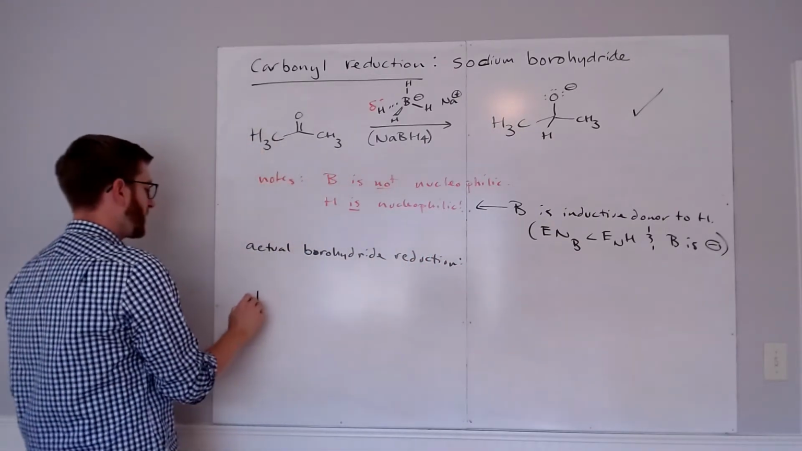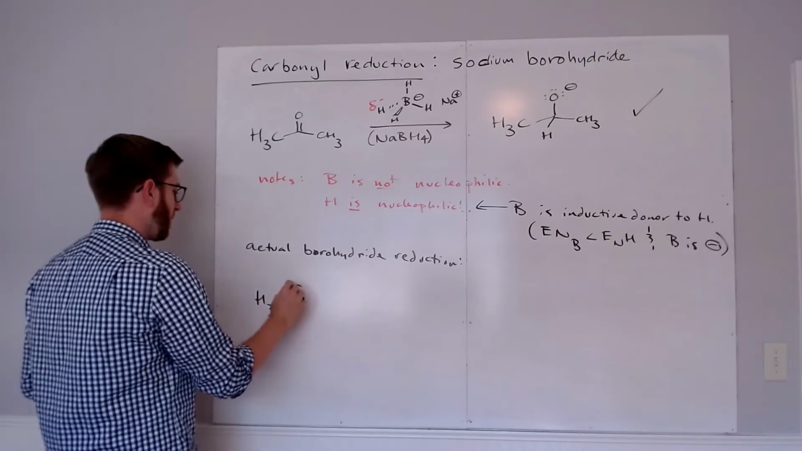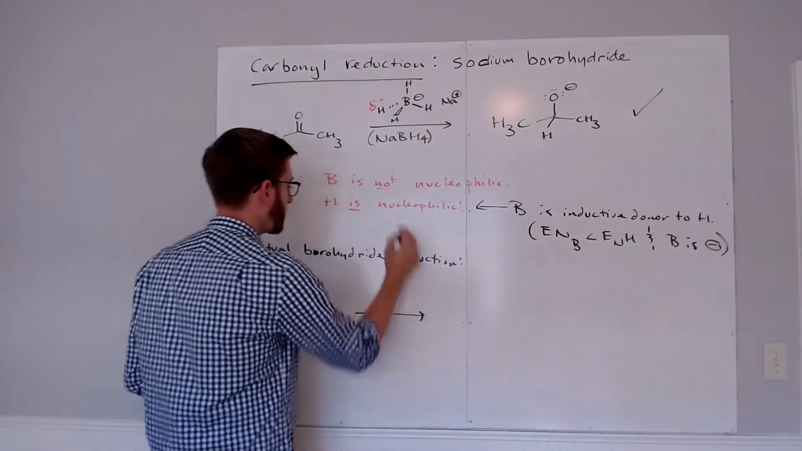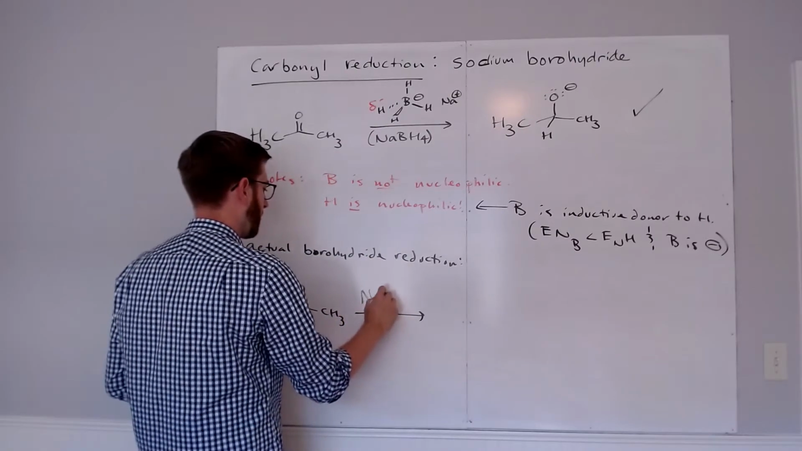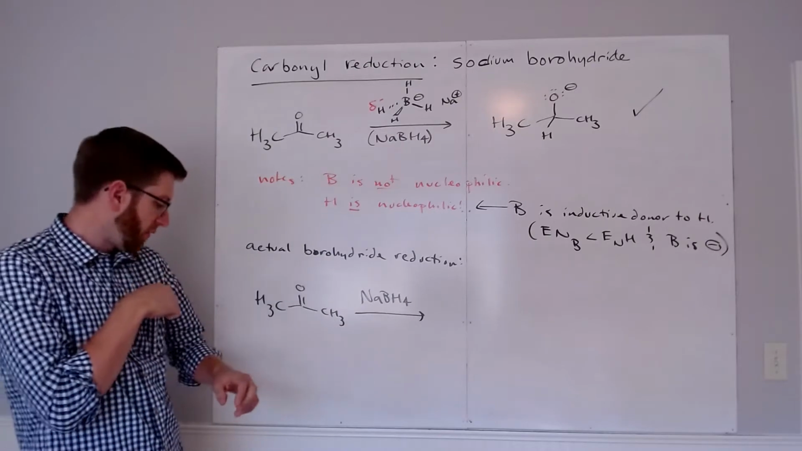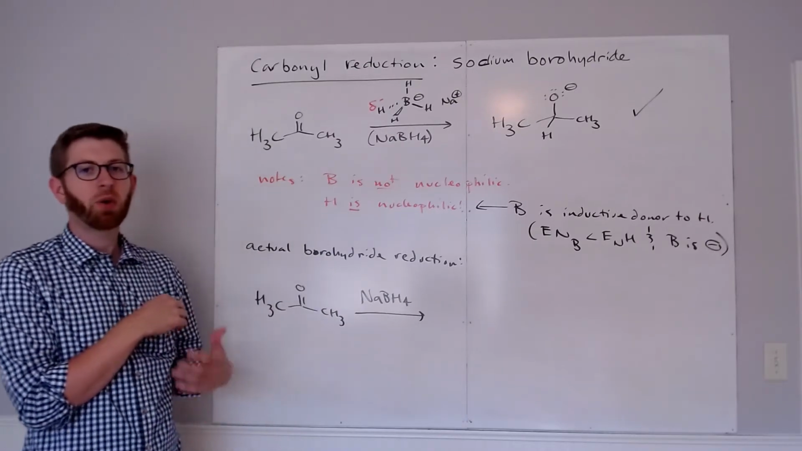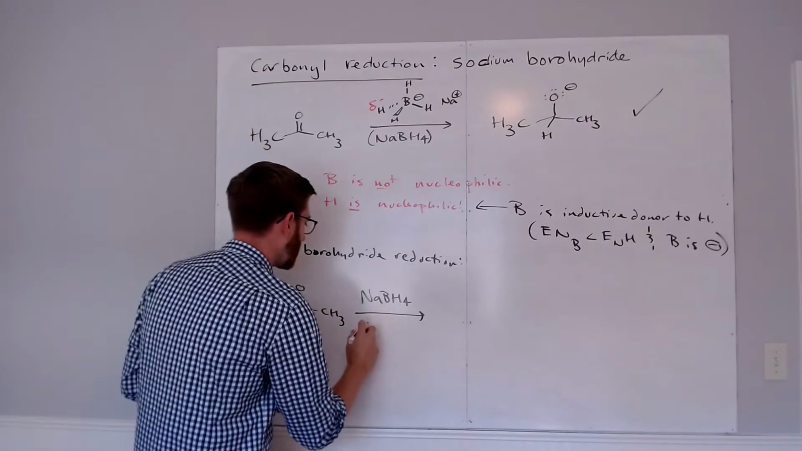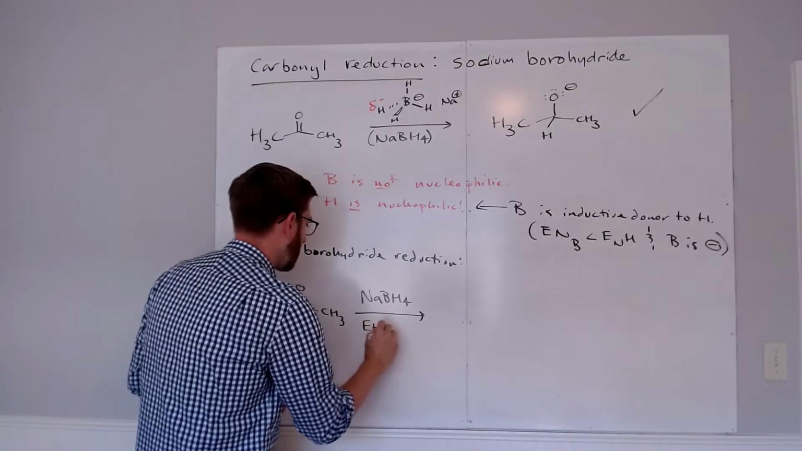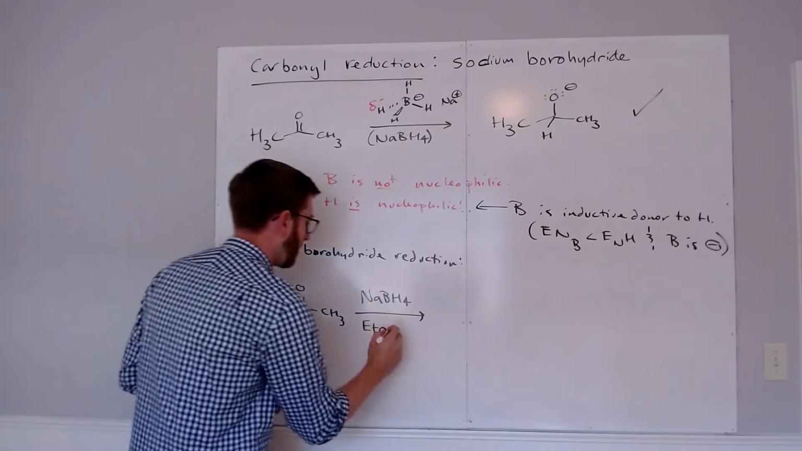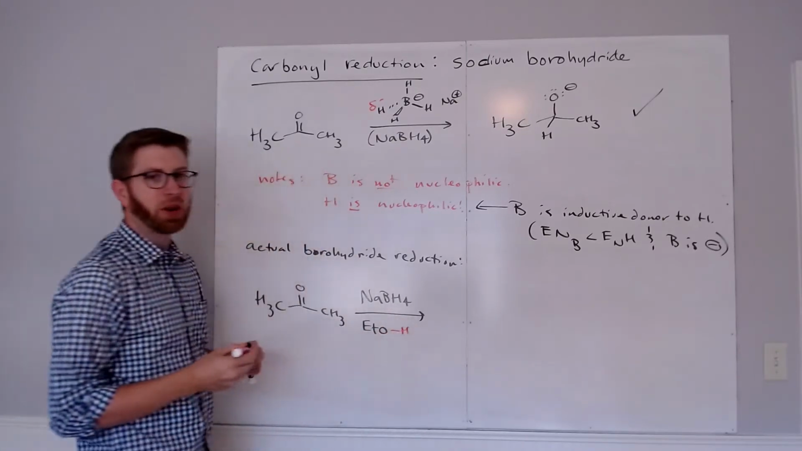We could start with the same ketone, and we would still use NaBH4. I'll just use the acronym here. But we typically run these reactions in protic solvents, things like water or methanol or ethanol or isopropanol. So I'll choose ethanol. That's a commonly used solvent. And I just want to focus on the hydrogen of the ethanol. So I'll color code it.